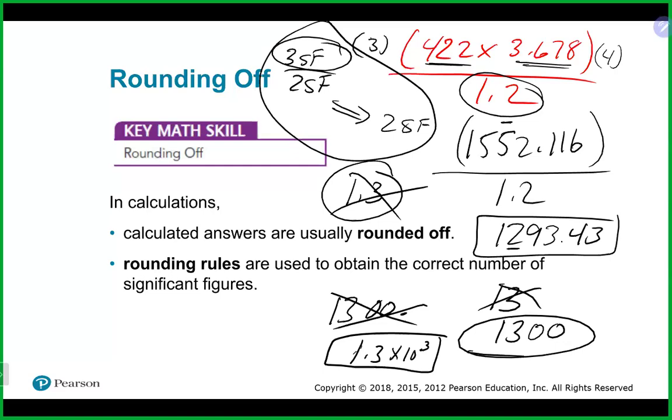Other questions? Yeah. Absolutely, yeah. So you could do either one. Both of these are acceptable answers, whichever way you want to do it. Other questions? Okay.